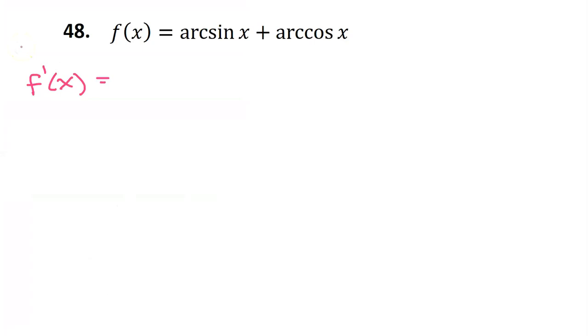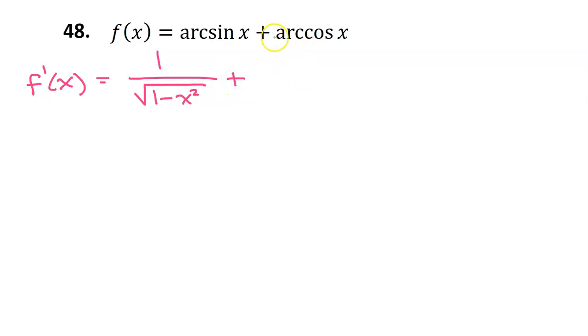For the next problem, we are going to need this fact. So get this back in the front of your mind: the derivative of arcsine is 1 over the square root of 1 minus x squared. For number 48, we will take the derivative term by term. So first, the derivative of arcsine we just saw was 1 over the square root of 1 minus x squared.